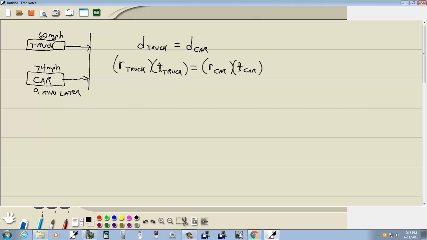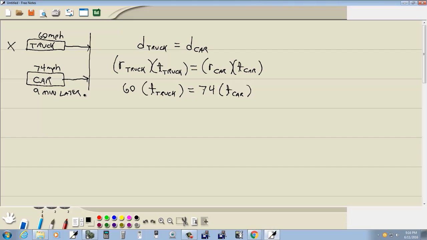Well, the miles per hour is easy, R, because they give it to us. So rate of the truck is 60. And then I still got the T here. And the rate of the car is 74. And I still got the T of the car. Okay, now with the T, you have to specify one of these as our variable. And you could just use T if you wanted to, but that might be confusing with the T's you have here. So let's say X.